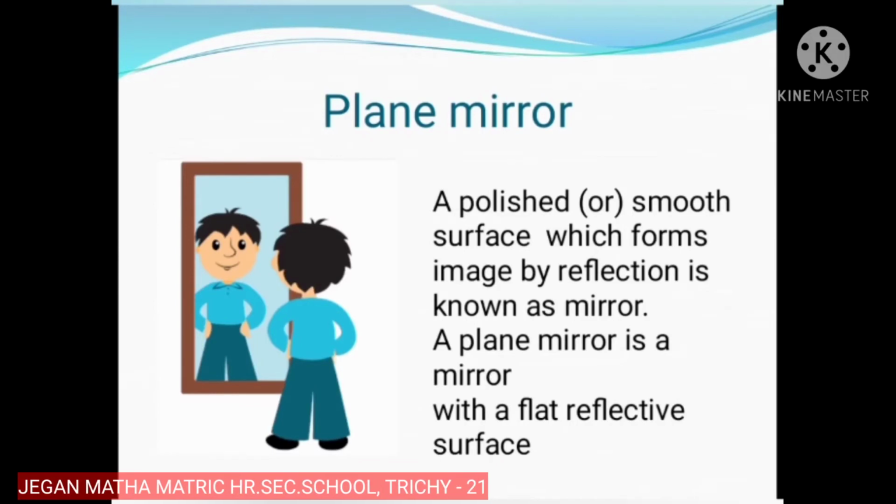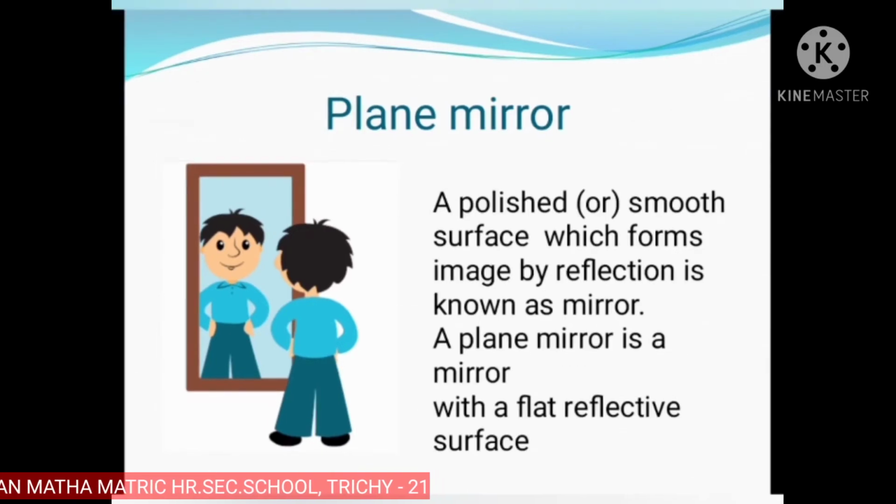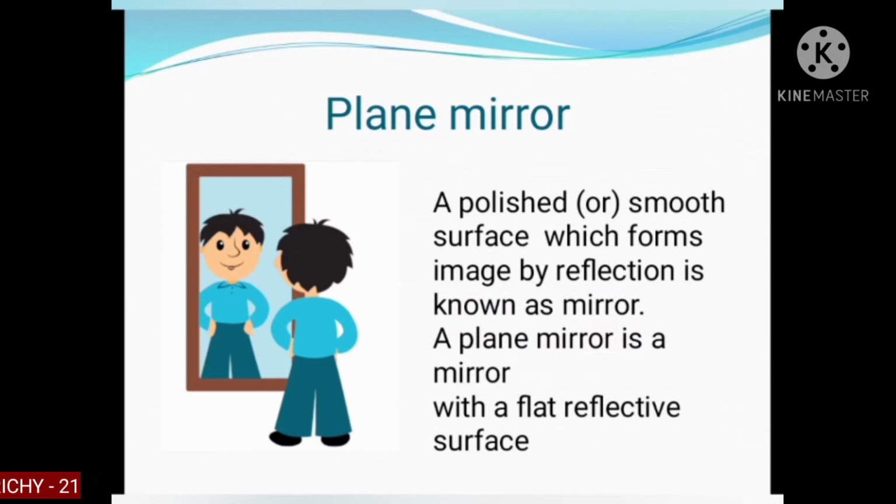So next, let us learn plane mirror and reflection. What is a plane mirror? A polished or smooth surface which forms image by reflection is known as mirror. A plane mirror is a mirror with a flat reflective surface. A plane mirror makes an image of objects in front of it. So what is a plane mirror? A plane mirror is a mirror with a flat reflective surface.